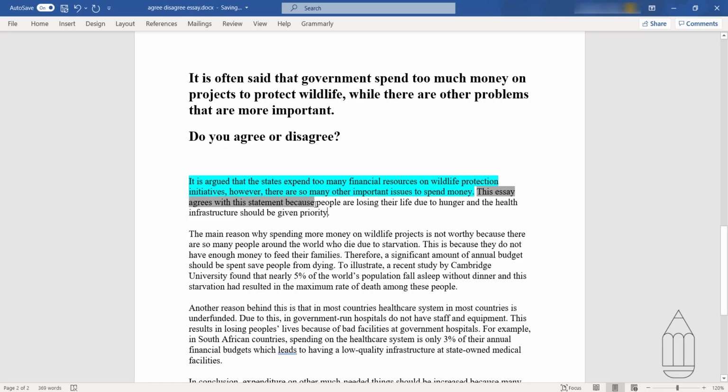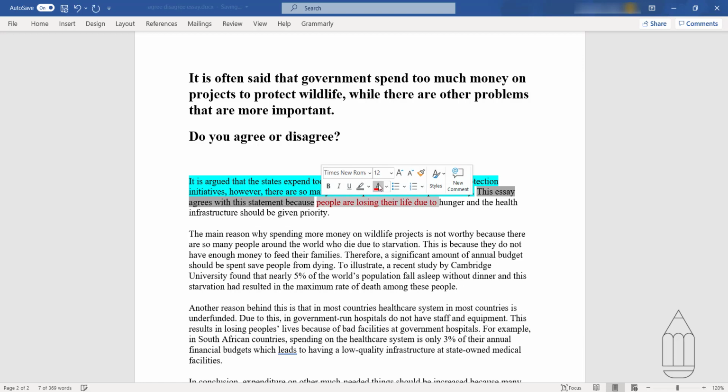Okay, now we have point 1, because people are losing their life due to hunger. I agree with this statement, because government is spending too much money to protect the wildlife. However, we have many problems. So I agree with this statement that government should spend less money. So this is my first point. First point is, so my first point is people are losing their life due to hunger.